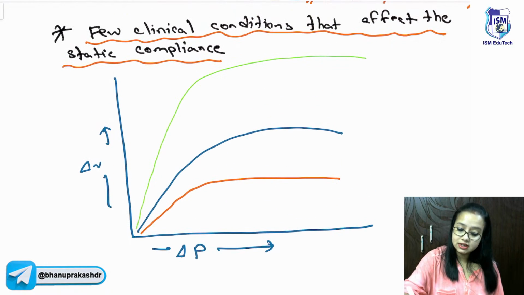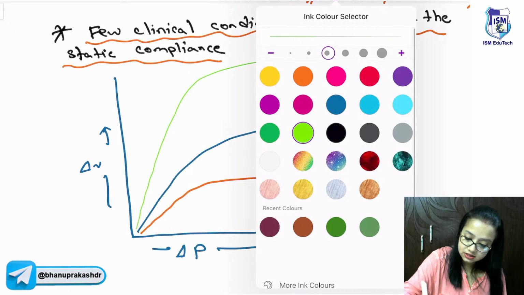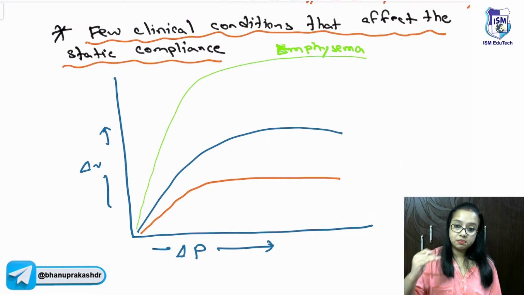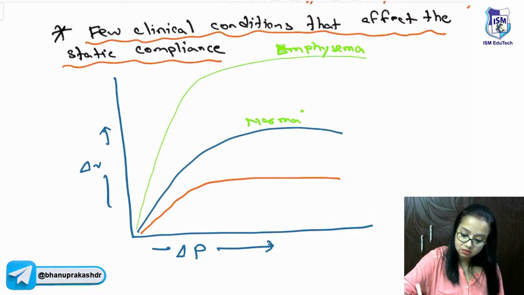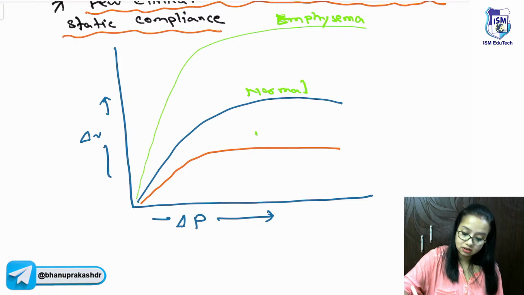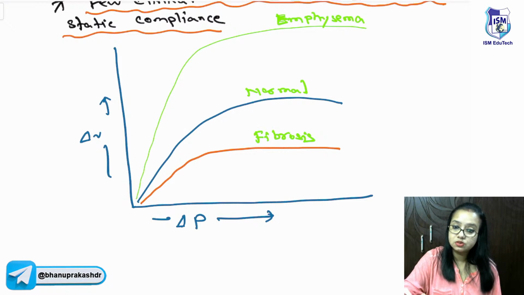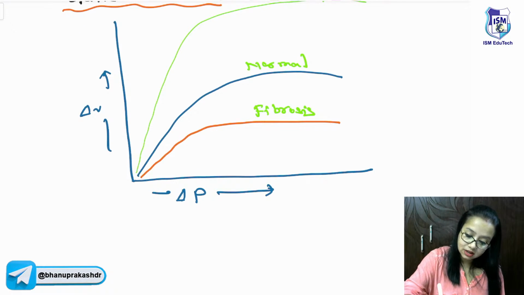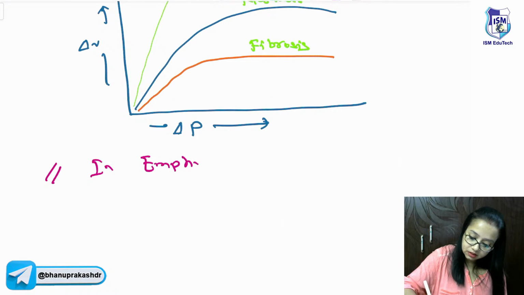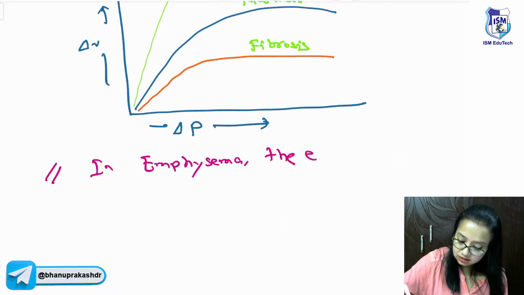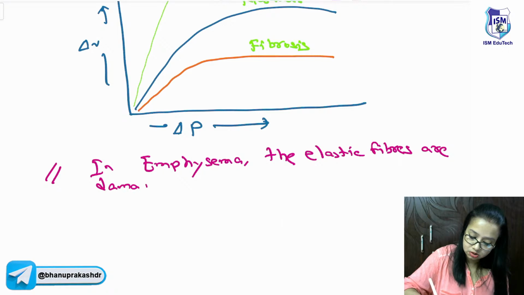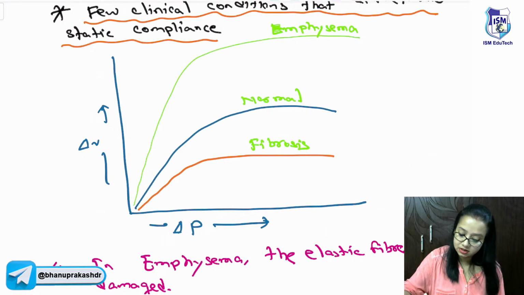Okay. So conditions like emphysema make the compliance curve go upper. This is the normal one, and in conditions where the stiffness or the tightness increases, like pulmonary fibrosis, the static compliance comes lower. So what actually happens during emphysema? In emphysema, the elastic fibers are damaged.